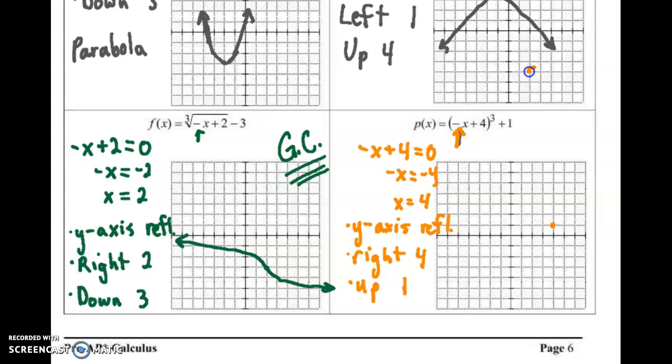Maybe I should have written that down somewhere. Whoops. Cubic. So my graph looks, instead of going up and to the right with the y-axis reflection, we are going down and to the right. So it looks something like, cubic is really skinny, so that's a poorly drawn cubic. There we go.